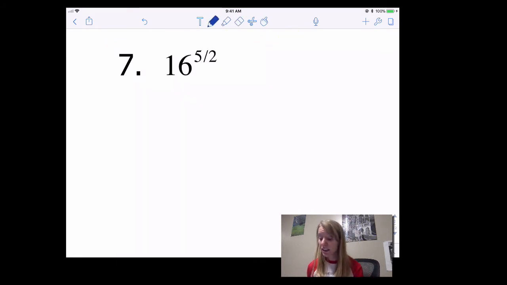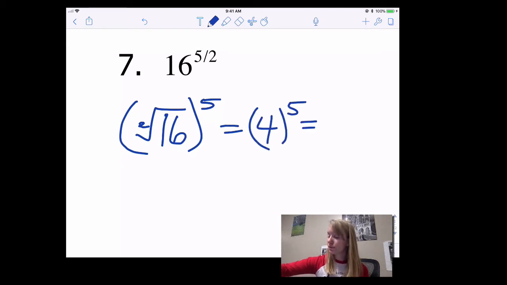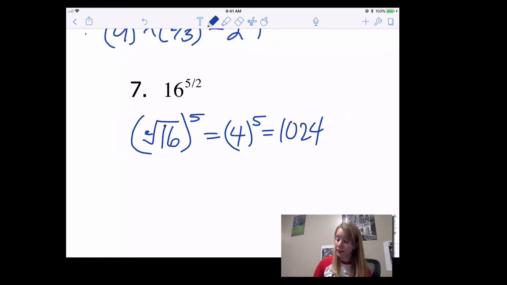Number 7 says 16 to the 5 halves. Again, power over root. So I've got 16, the square root raised to the 5th power. I know what the square root of 16 is. That's 4 raised to the 5th power is 1,024. So you might need your calculator for that one. I can also just plug it straight into my calculator. I'm not going to ask you to do one way or the other.